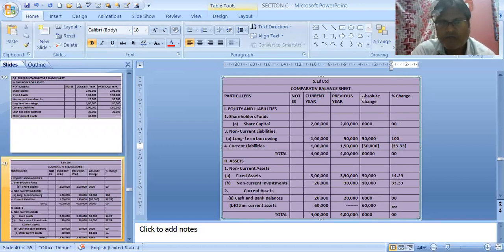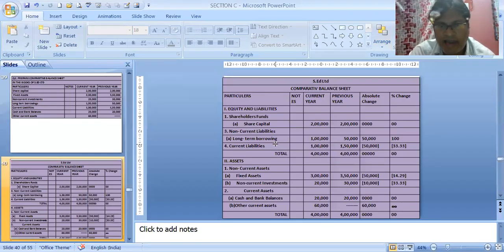So next one we will be doing, students. Now we are arranging the items in the proper places. Long-term borrowings under non-current liabilities: the absolute change is 50,000. 50,000 by 50,000 into 100 is 100%. Current liabilities: the absolute change is minus 50,000, that is 33.33%. I am not writing percentage signs over here because the percentage is given in the heading. Then 4 lakhs minus 4 lakhs is 0. That is 0 only, no change, 0%.